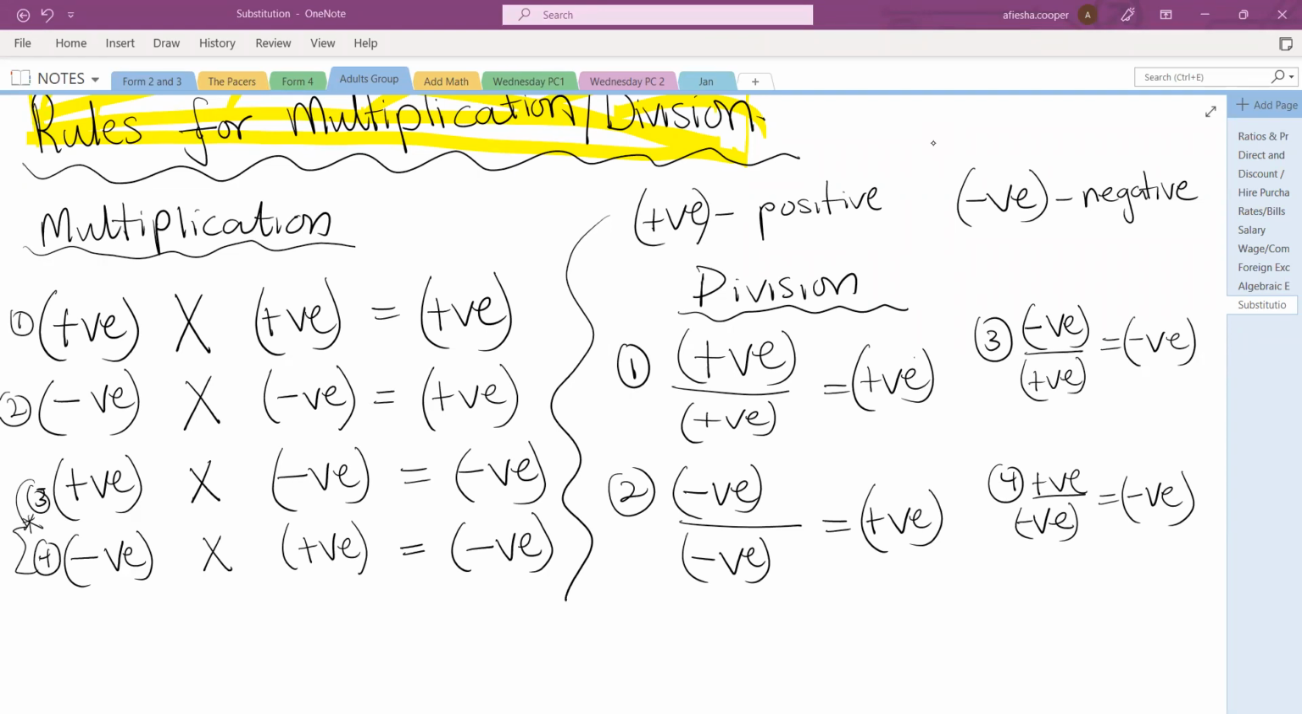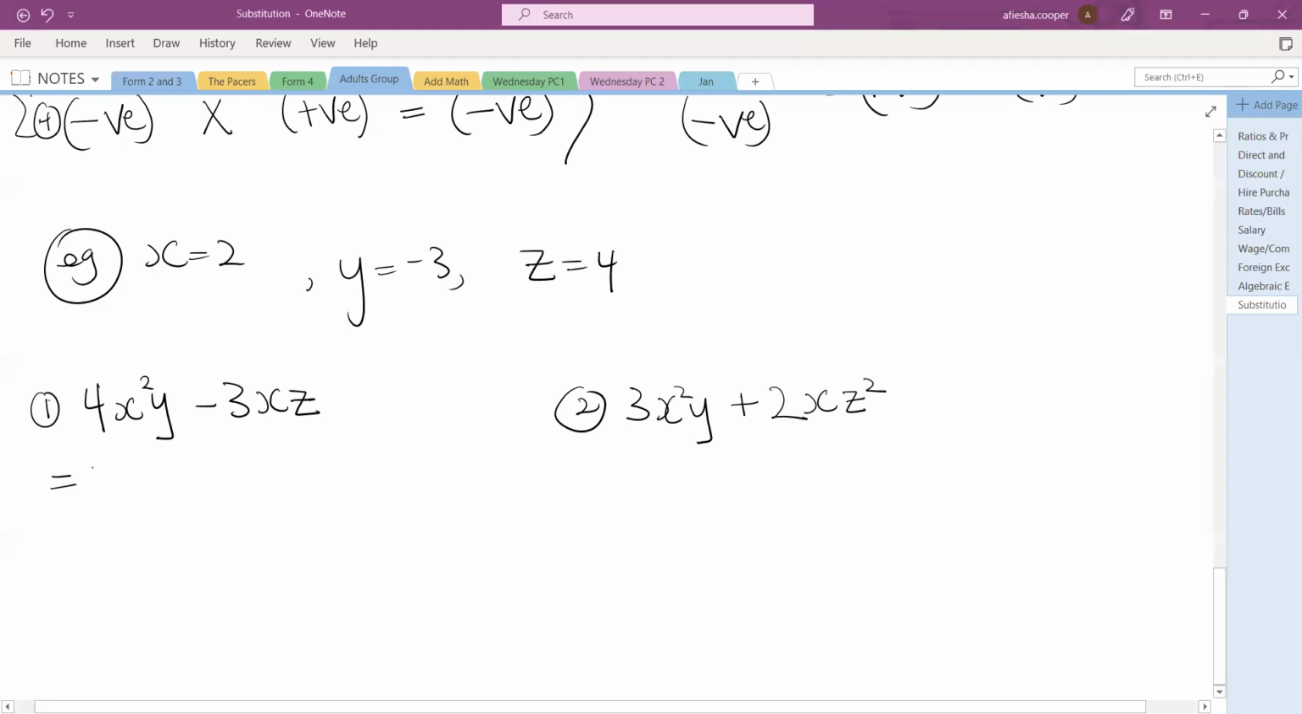So our rules of multiplication and division go as follows. Multiplication on the left, division is on the right. So we have multiplication and subtraction in one, right? So we have 4 multiplied by x, which is 2, then squared by y, which is -3, minus 3 multiplied by x, which is 2, by z, which is 4.